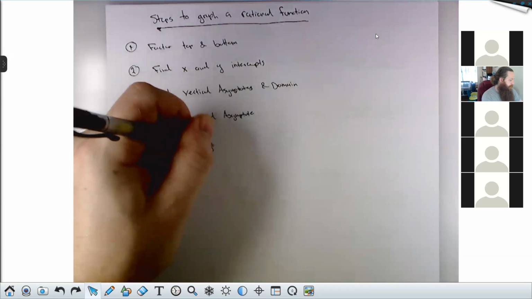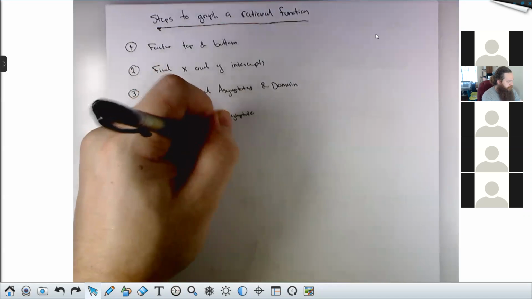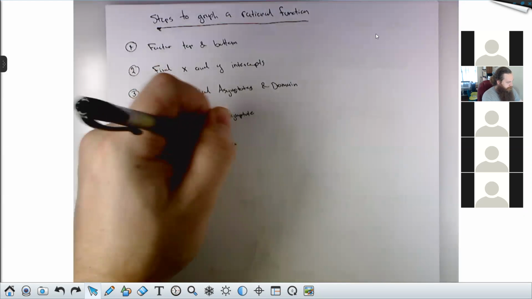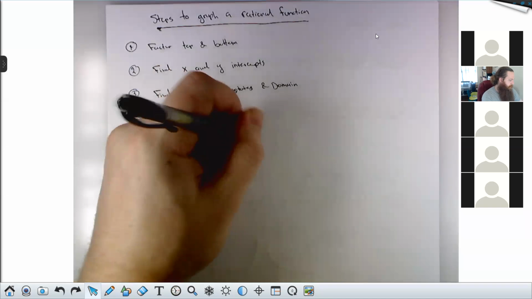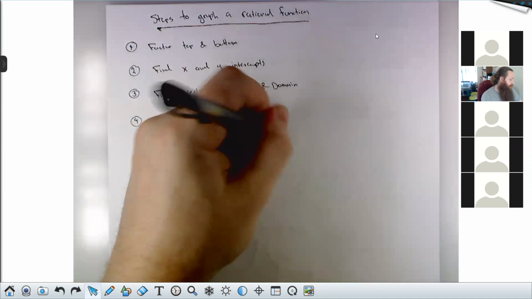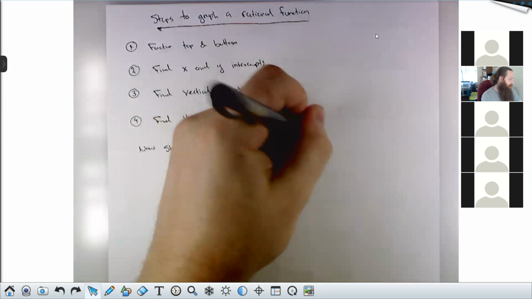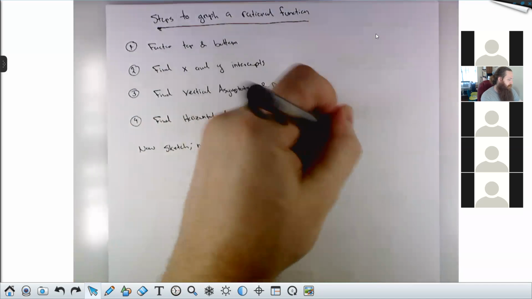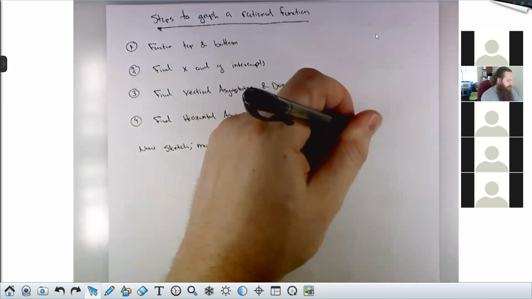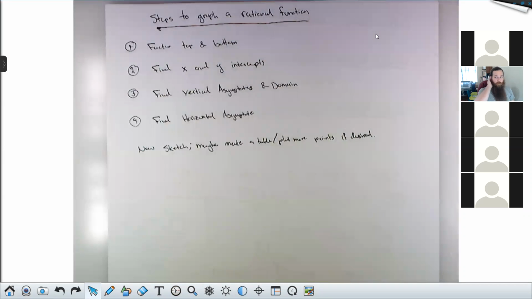Maybe make a table if you're unsure, or plot more points if desired. Sometimes just from that information, it's very easy to see what the whole graph is going to look like. Sometimes you might be a little bit insecure about what happens near an asymptote or where exactly the graph is at some particular x value. So if you want to make a table or plot some more points, it never hurts to do that.